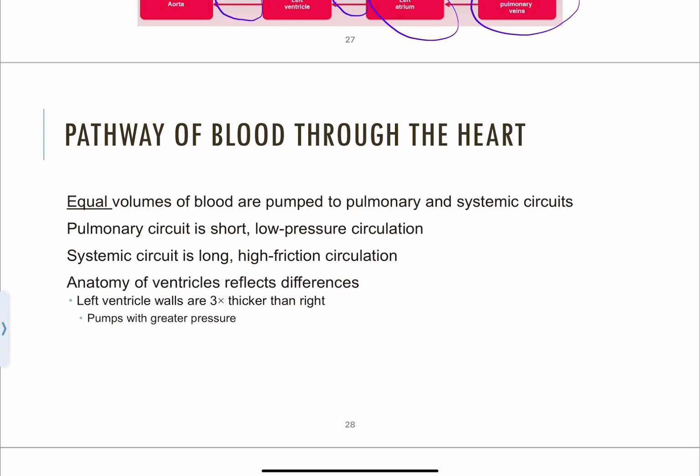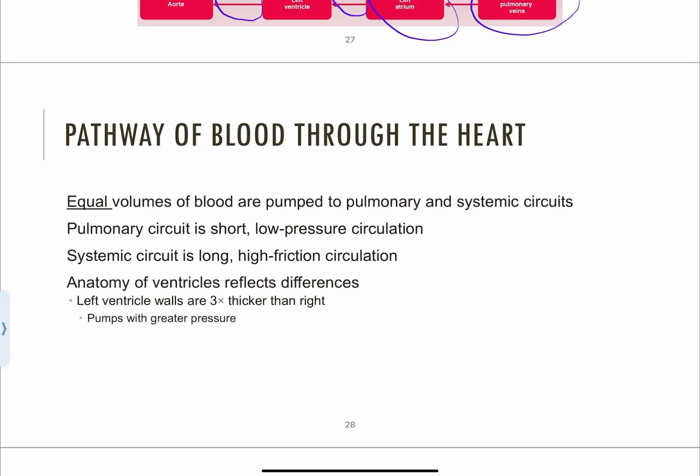So a couple other things to think about, even though we're dealing with 4 separate chambers, they're not completely unique. So we have equal volumes of blood that are being pumped in both our pulmonary and our systemic circuits. Even though it seems like our systemic circuit is much larger, they are holding the same amount of blood.